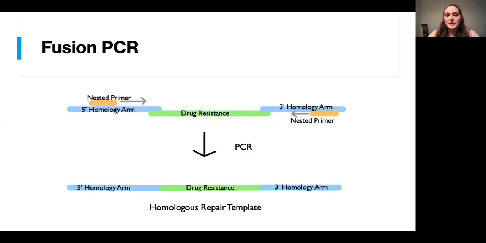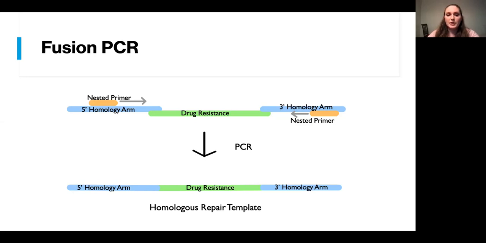So this is how the fusion PCR process works. The light blue strands are the homology arms that I mentioned previously. Those are found in the Crithidia genome on either side of the target gene. The green strand you see represents the drug resistance gene, which comes from a plasmid.